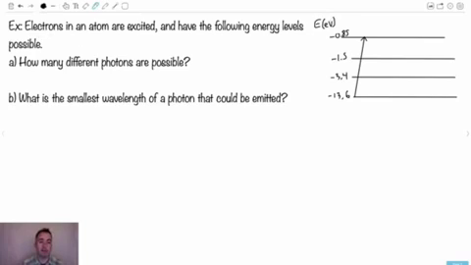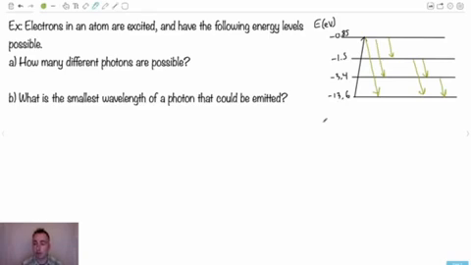First of all, how many different photons are possible? I think it's a good idea to try to just count them. So from here, how many different ways are there to go down? What I like to do is be methodical. From here, you can go all the way down. You could go down by 2 or down by 1. Then once you're here, you could go down by 2 or down by 1. And once you're down here, you can only go this one. So it turns out these are all the different transitions possible.